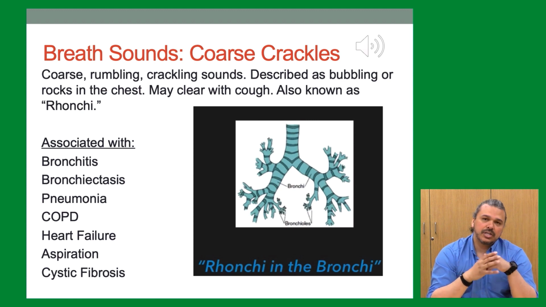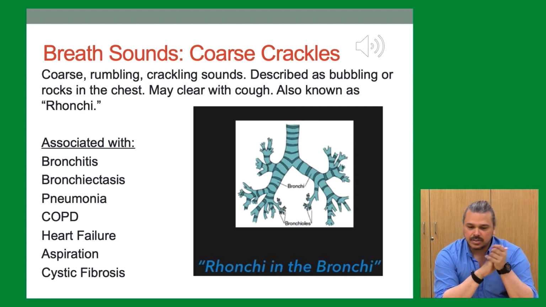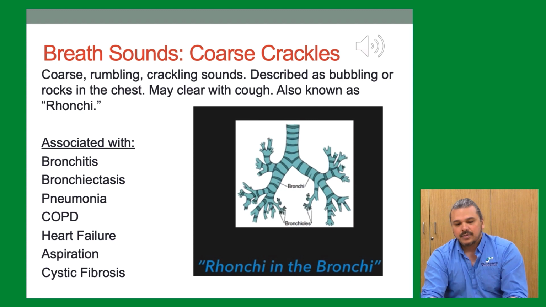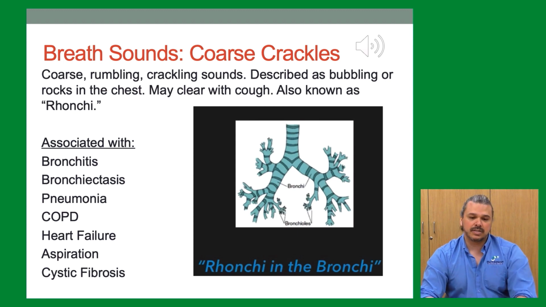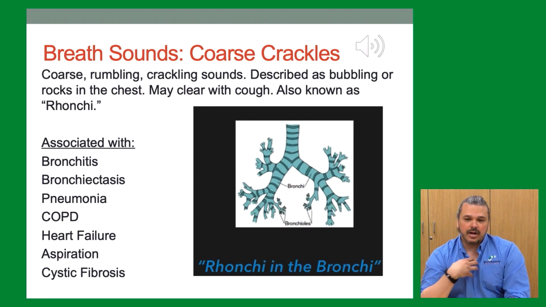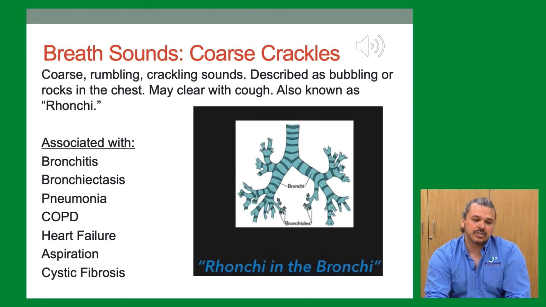And this will be associated with a lot of different things. I put this graphic of bronchi in the bronchi to help you remember that this stuff is in the large airways. This is stuff that you could cough and clear. It's also known as rhonchi. You'll hear older docs and older RTs and nurses use the term rhonchi or rhonchorous when they're talking about this breath sound. And it's the same thing. It's obvious, coarse sounds that you could maybe cough out. Okay? It's associated with a lot of different disease processes. So coarse crackles or rhonchi.